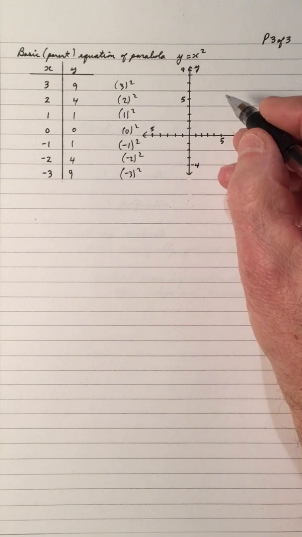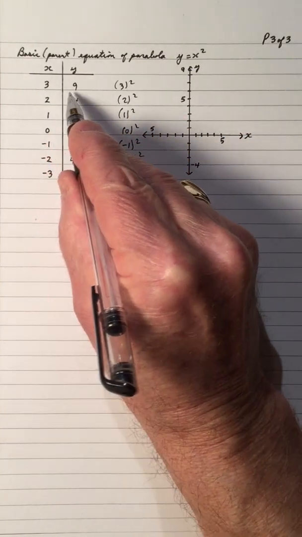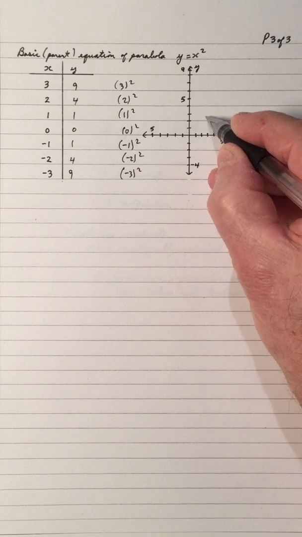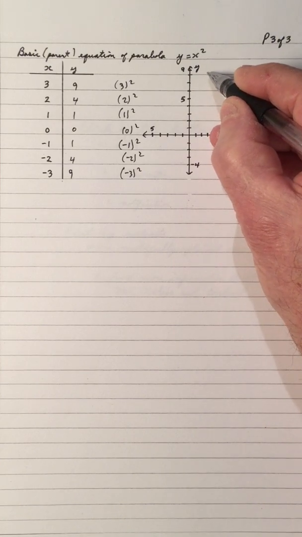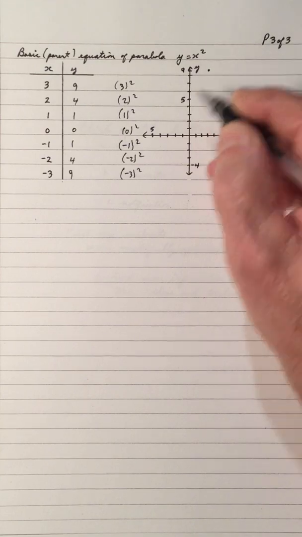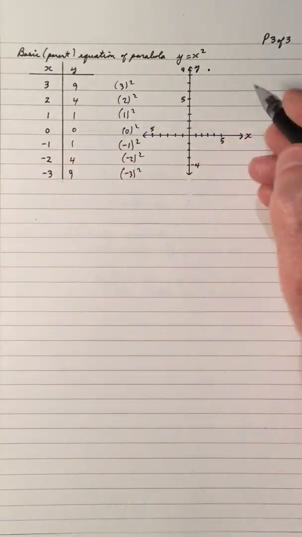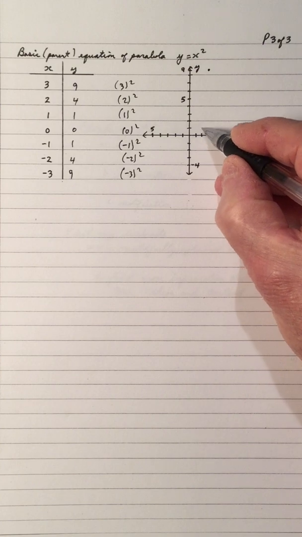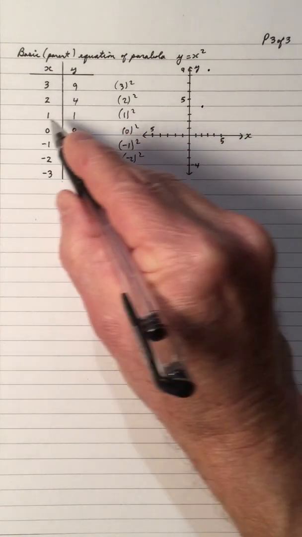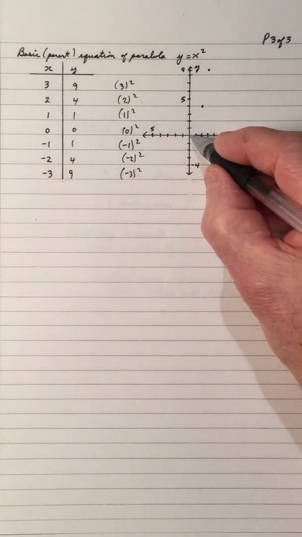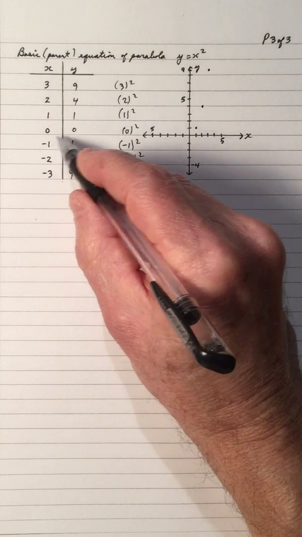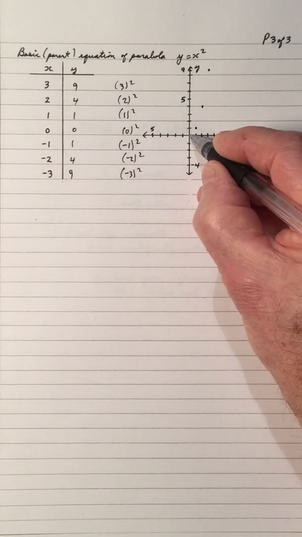Well, here we go. If x is 3, y is 9. So we go on up till we hit the 9. X is 3, y is 9, approximately right there. If x is 2, y is 4, and that's approximately right there. If x is 1, y is 1. X is 0, y is 0.